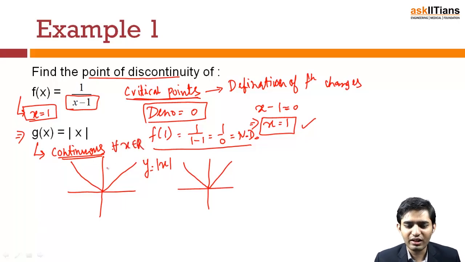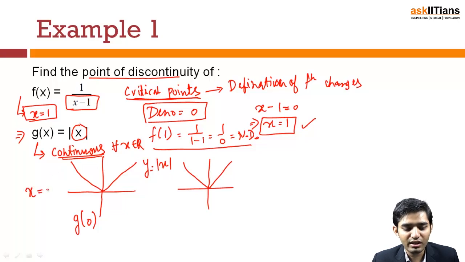Either you can check it by graph or by the mathematical definition also. If I check it by the mathematical definition, what is g of 0? Here the critical point will be x equal to 0, where the mod becomes equal to 0. Whatever is present inside the mod, equate that to 0. That will be the critical point. In this case, x is present inside the mod, so x equal to 0 is the critical point.